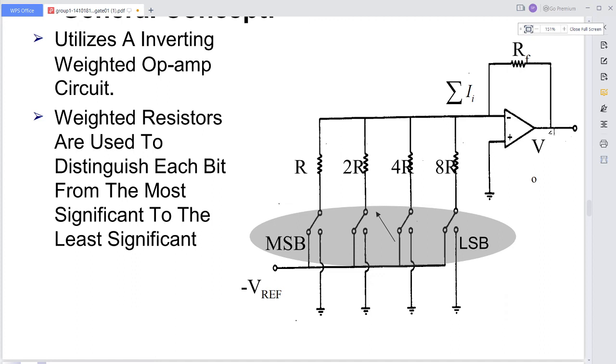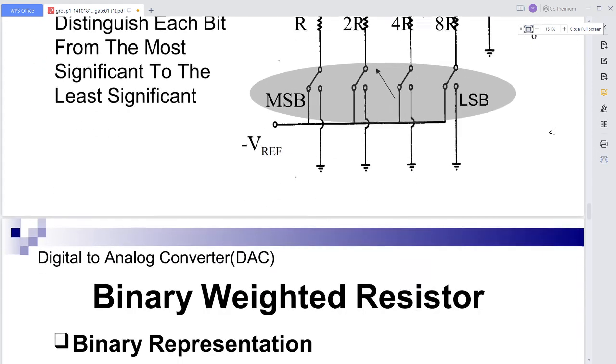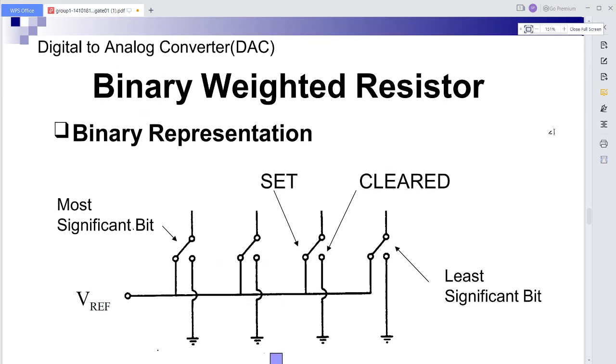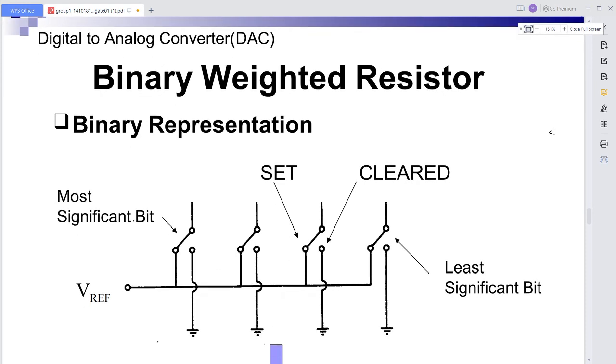Output voltage, from Ohm's law, we can write Vo is equal to I into RF. RF is the feedback resistance. So these are weighted resistors. Then I am going to explain some basic operation which is involved in this one.